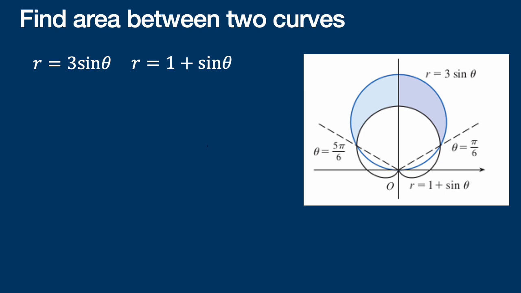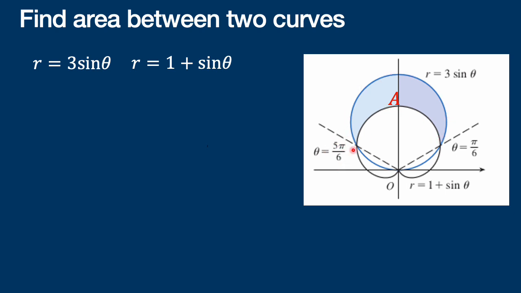Now we want to find the area between the two curves. The first one is inside and the second is outside. The outside curve is r equals sine theta, and the inside curve is r equals 1 plus sine theta. We want to find the area between the two curves, so I find the intersection points: theta is pi over 6 and theta is 5 pi over 6.